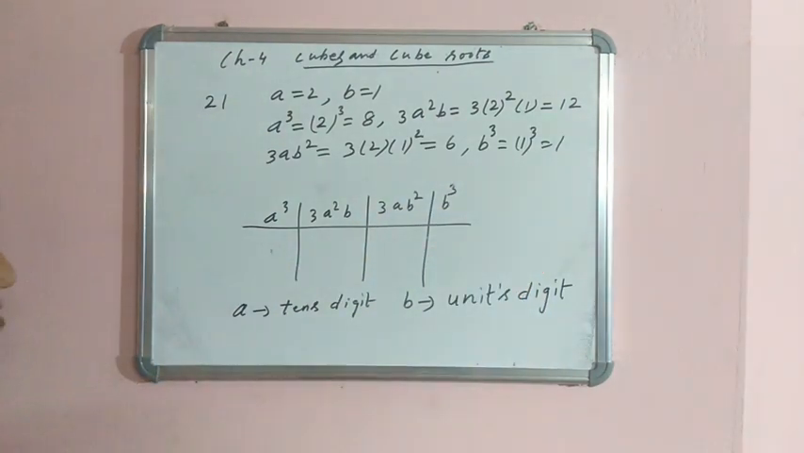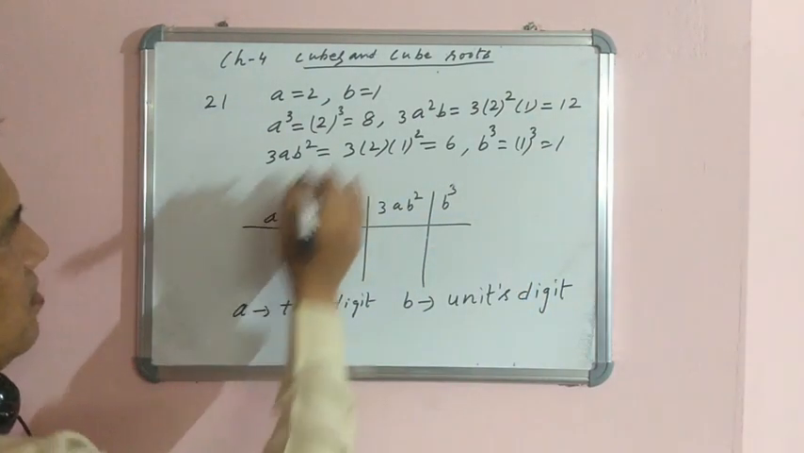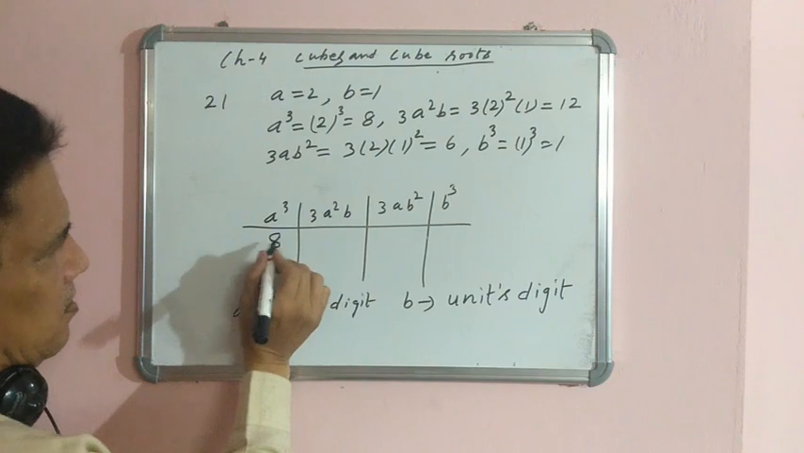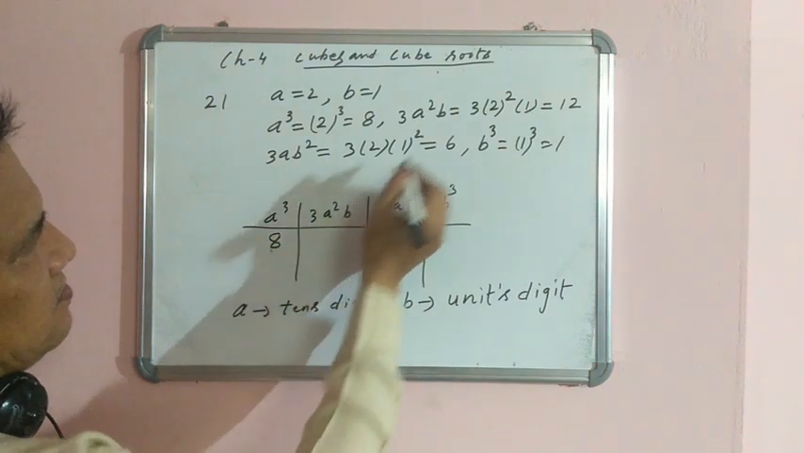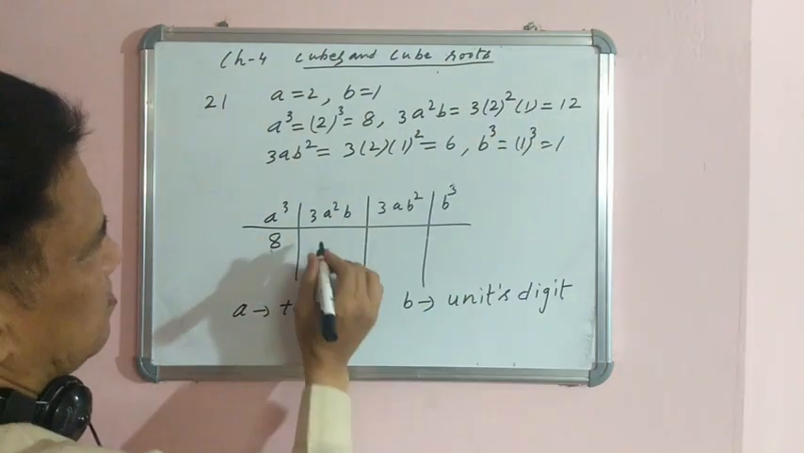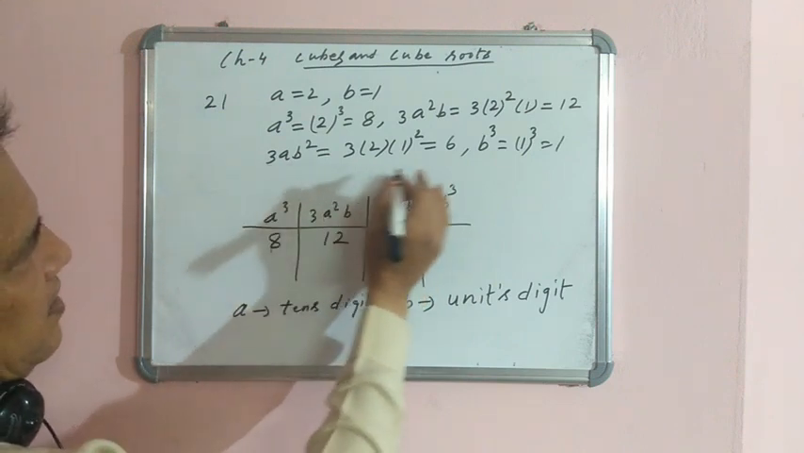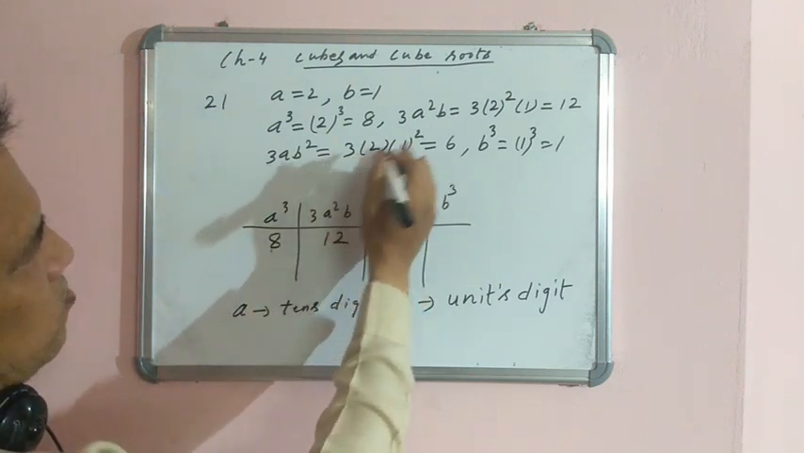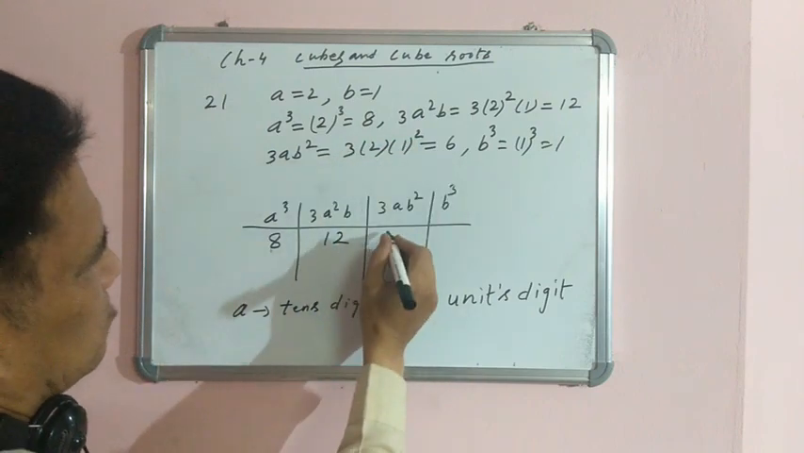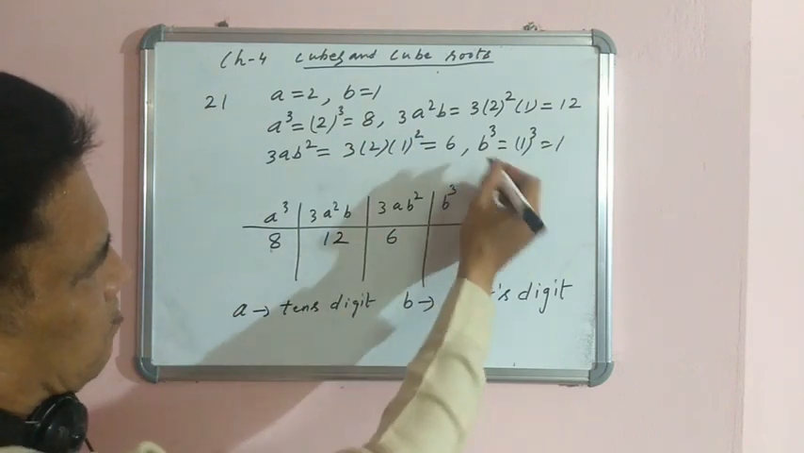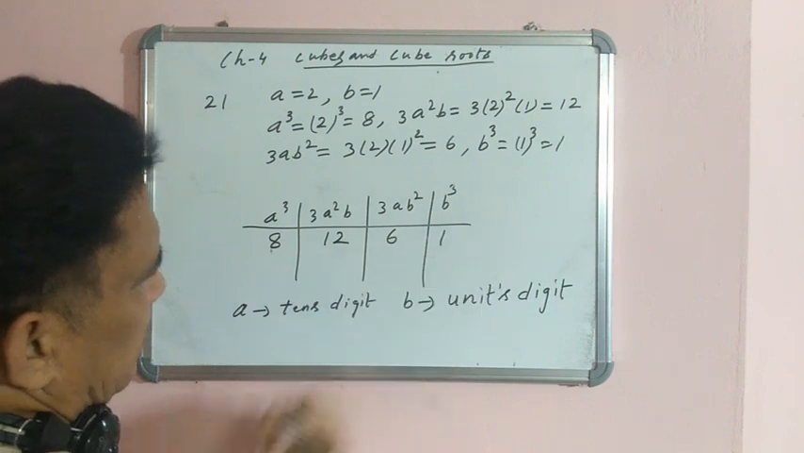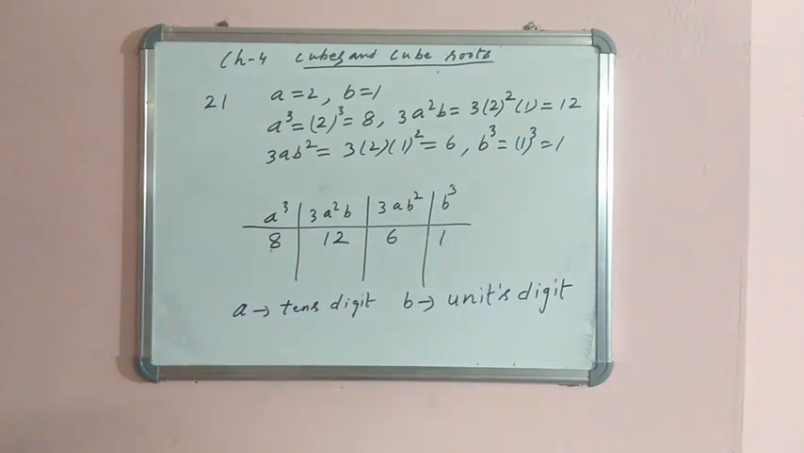Now we will put here the values. a cube is equal to 8. 3a square b, that is 12. 3ab square, we are getting 6, so we will write here 6. b cube, only 1 is there, so we will write here 1. Clear?